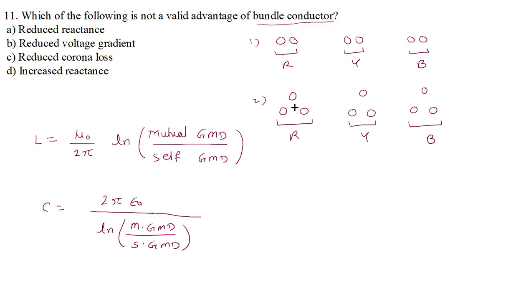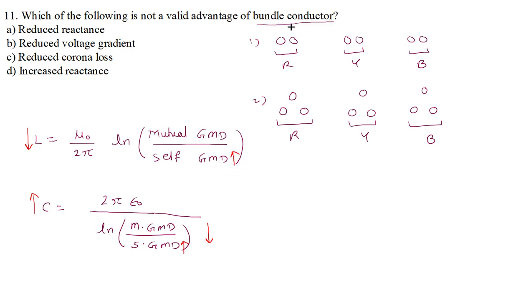Now whenever we use the bundled conductor, the overall self GMD, the overall diameter, will increase. Now if self GMD increases, mutual GMD will remain the same, because even if you use only one conductor, the distance between the adjacent phases is the same, and even if you use the bundled conductor, it makes not much difference to the adjacent distance between the conductors, so mutual GMD is the same. So if self GMD is increased, what will happen to inductance? It will reduce.